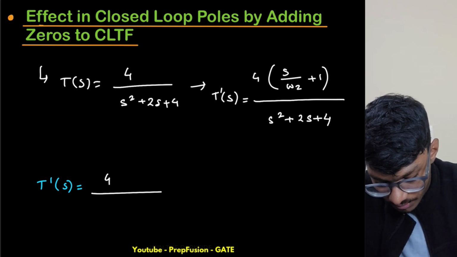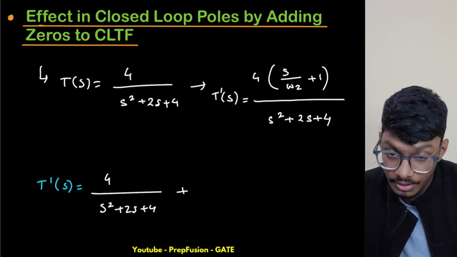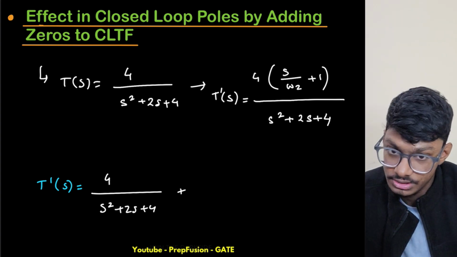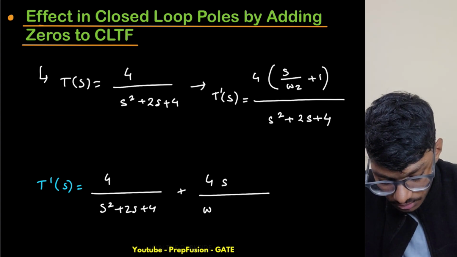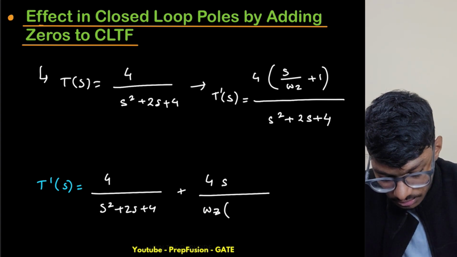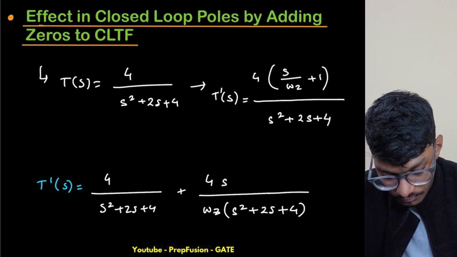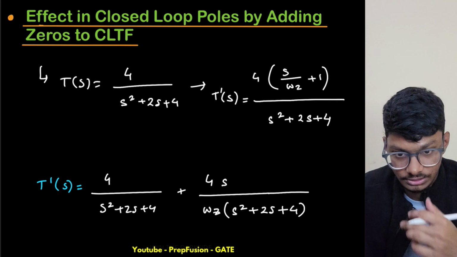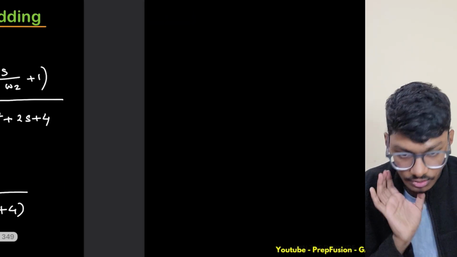This one of the component will be the same only, s square plus 2s plus 4. So obviously my zeta I can't change, but it will change. Why? Due to this zero. It will depend on the dominance of the zero. S by omega z over s square plus 2s plus 4. Okay, so this is the thing. So what will happen? Let me just draw the response of this.